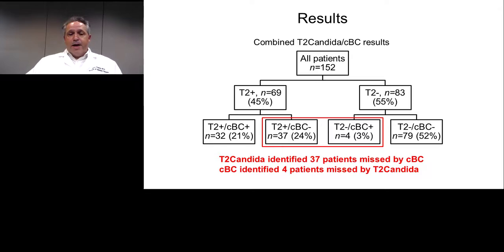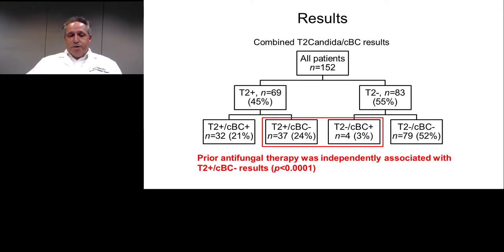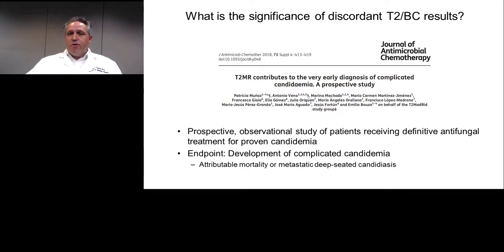And similar to what I just showed you, the strongest independent predictor of a T2 positive blood culture negative result was in fact the previous receipt of antifungal therapy. So identifying patients, primarily those who are already receiving antifungal therapy. So that brings us then to our next question. What is the clinical significance of these discordant results, and in particular, these T2 positive blood culture negative results?